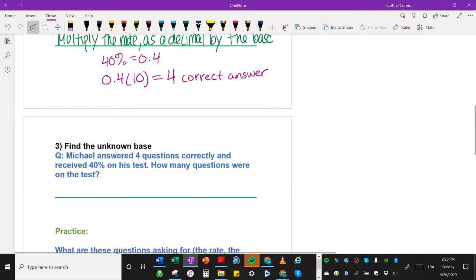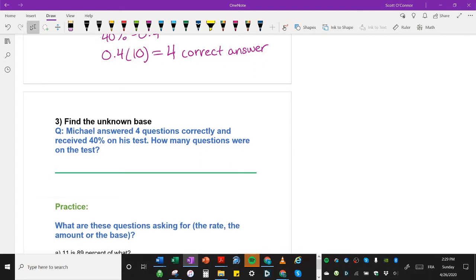Now we can look at how to find the unknown base. The question says, Michael answered 4 questions correctly and received 40% on his test. How many questions were on the test? Let's create the fraction again and see which parts we have. We have amount, base, and rate. So 4 questions were answered correctly and he received 40% on the test. It's always easiest to identify the rate first. We know the rate is 40%. He got 4 questions out of how many? That's what we're trying to find out. How many questions were on the test? So that 4 questions is our amount, and we're trying to find the base.